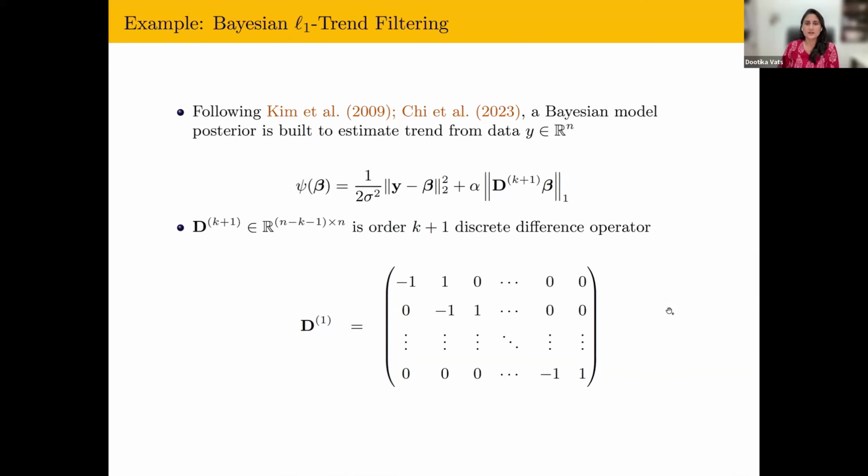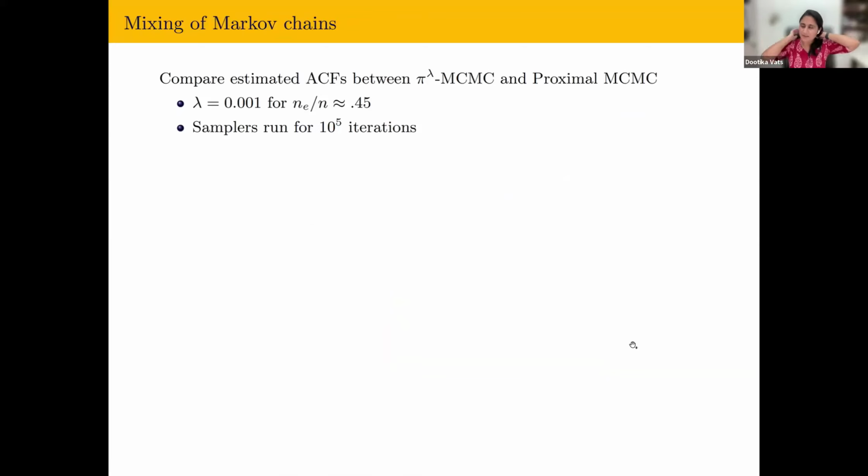Okay. Now, for this problem, what we're going to do is the following: for that log target, we will first run to show you the effectiveness of sampling from pi lambda MCMC and proximal MCMC. So we run one Markov chain that's going to sample pi lambda, and we run another Markov chain that samples the actual pi, but uses proximal mappings because this is not really differentiable. Our choice of lambda was 0.001, and the ESS by N for this choice of lambda was about 0.45. This is a 100-dimensional problem. And both samplers were run for 100,000 samples.